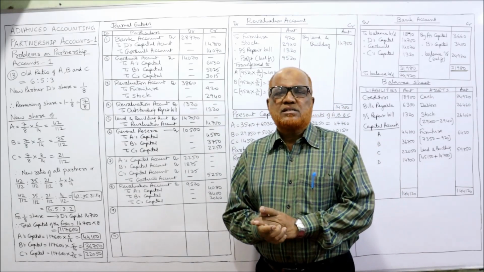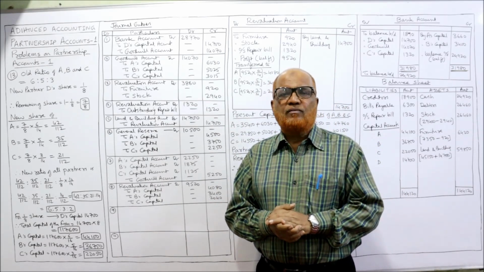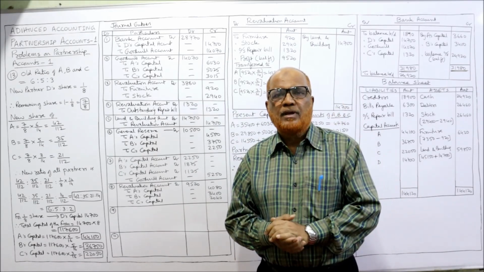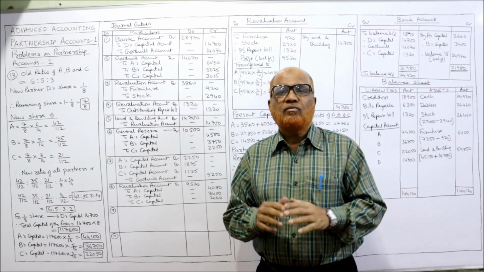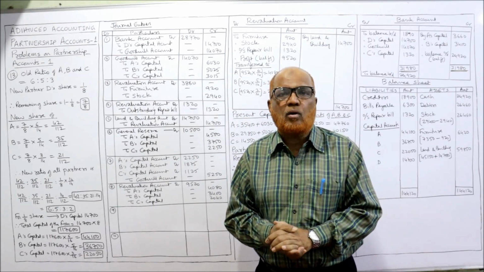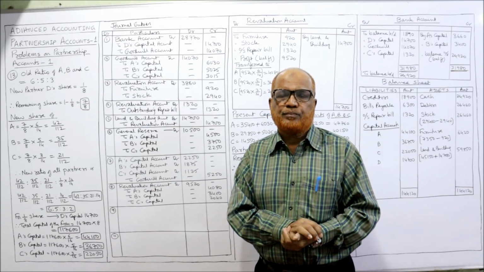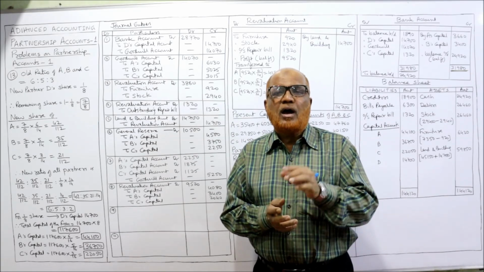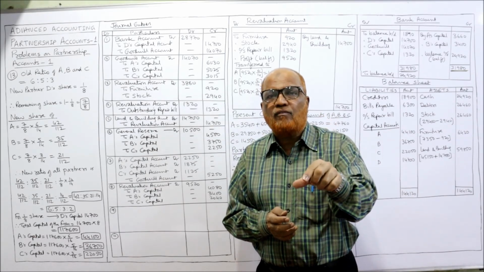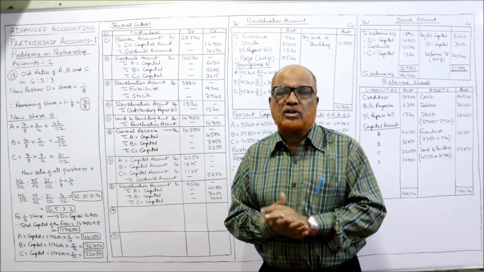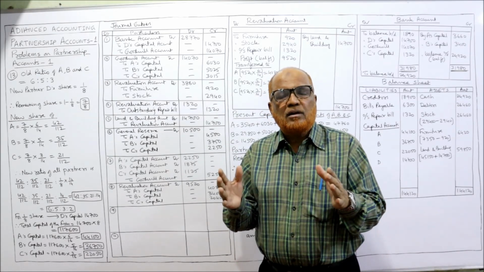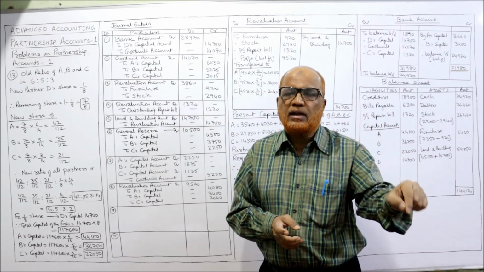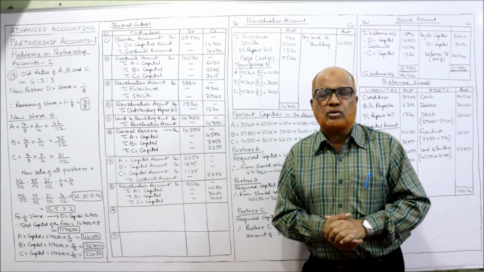The new point here is, after making all the adjustments, we have to find out what is the capital after adjustment for A, B and C, and this should be compared with what the capital should be according to the new profit sharing ratio. So we need to calculate the new profit sharing ratio and what the capital of old partners should be according to it. We'll get the closing capital of A, B and C, and this should be compared with the actual capital they have in the capital account.